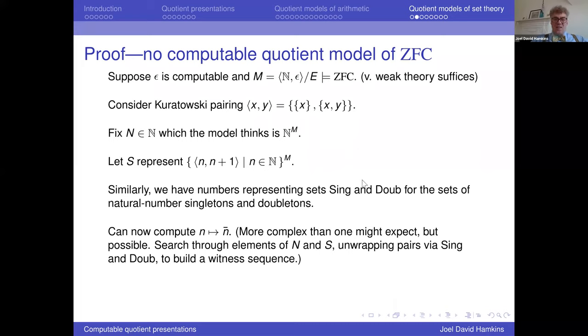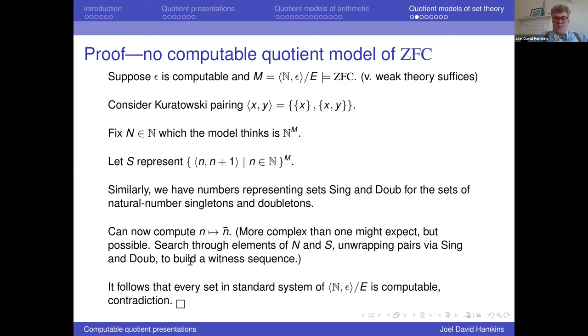And then I can recognize which are which using these sets, because if it's an element of sing, then it's a singleton. And if it's an element of dub, then it's a doubleton. And then I can look for the sets that are elements of those things and so on. And in this way, unwrapping all that coding, I can find the number 1. And then I can find the number 2 and so on, I can iterate it. So that's how we can compute the number that represents n for any given n.